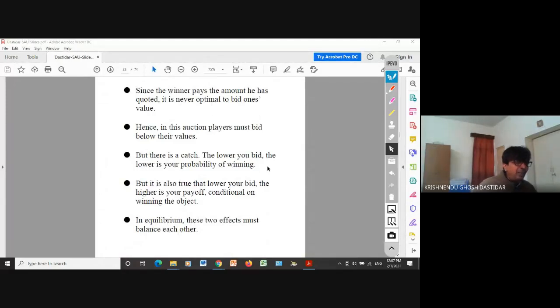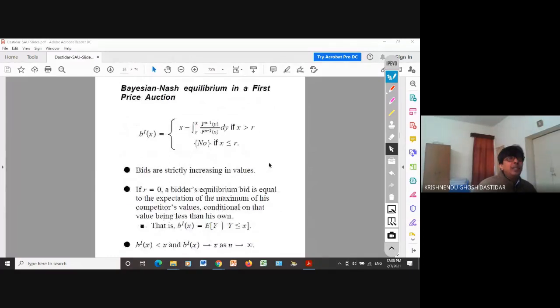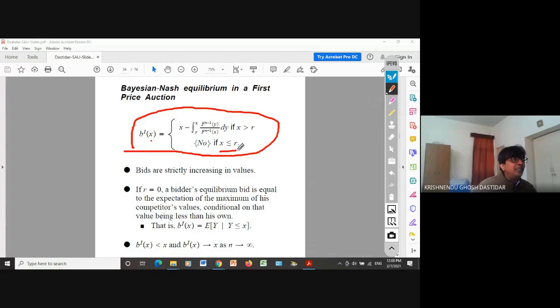So in equilibrium, intuitively you can figure out that these two effects must balance each other out, and one can show that in equilibrium in a first price auction, this is going to be the Bayesian bidding strategy. First, if your value is less than the reserve price, you will drop out. You say, no, I don't want to participate. But if your value is above the reserve price, you will make a bid equal to this amount.